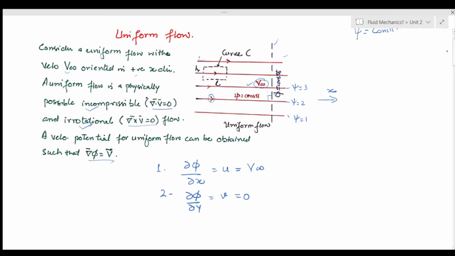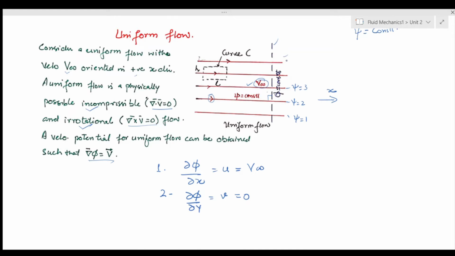Now, just to be very clear, I have taken my uniform flow here in such a way that the velocity is directed towards x direction. You can take a uniform flow in such a way that it would be going towards positive y direction, or towards negative y direction, or towards negative x direction, or even you can take a uniform flow at an angle theta from the x-axis.